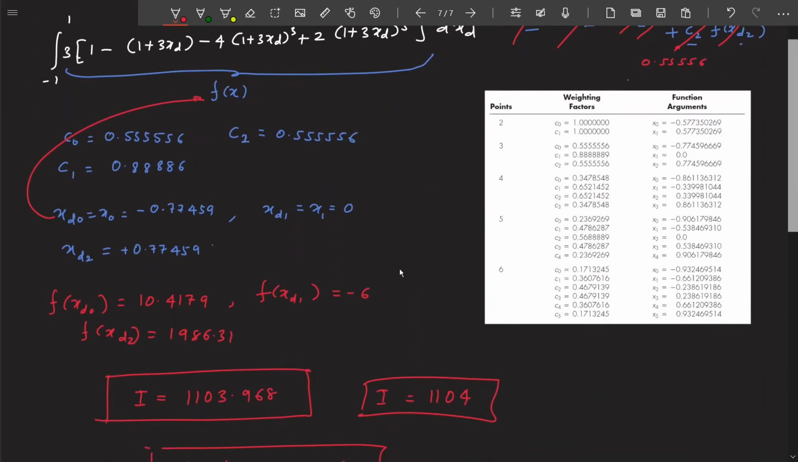If you're curious, you can do 4-point and 5-point. I'm pretty sure after 4 or 5-point you won't be able to do it by hand because it becomes very math intensive. So basically we solve this using computer programs. And if you're curious enough, you can develop your own MATLAB program to solve this.